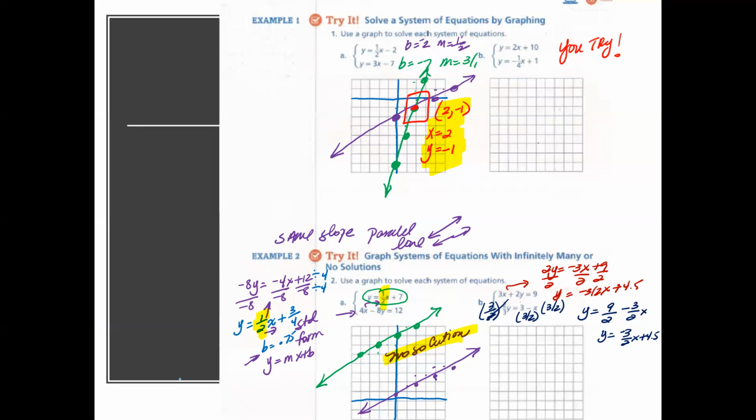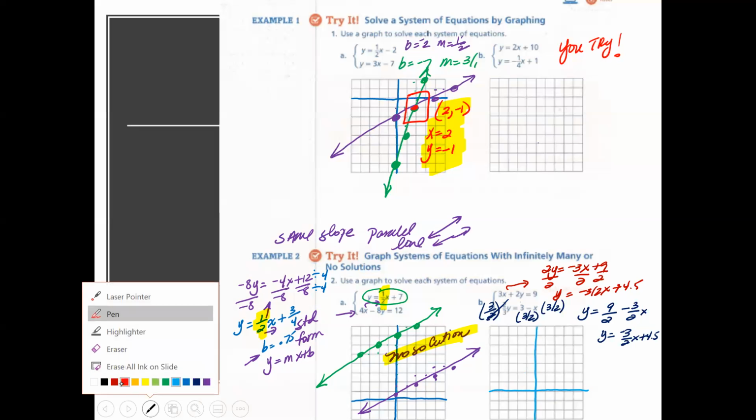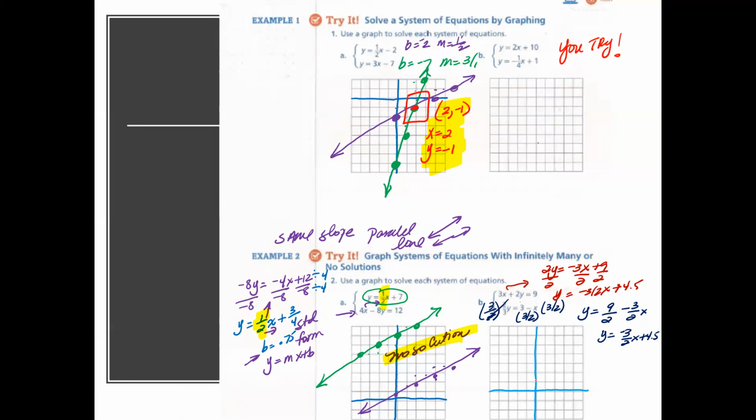So then looking at this right here, we're going to start at 4.5, so let's go and draw the lines like this. Your red line starts at 4.5. 1, 2, 3, 4. 4.5 is right here. Minus 3 over 2 means you go down 3, over 2. You can also go up 3 over 2.